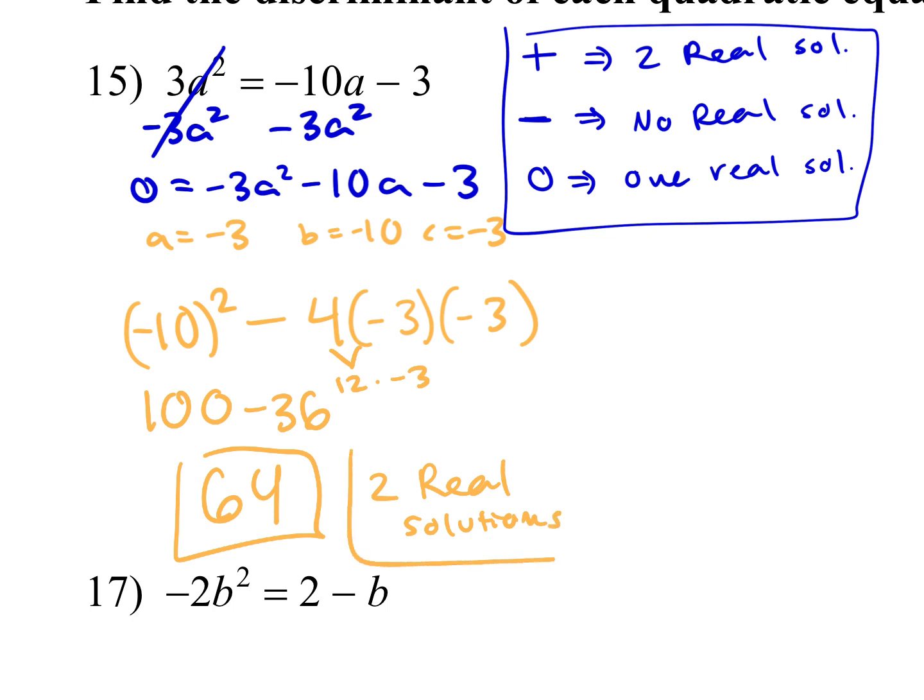So if you were to have moved the negative 10a and the negative 3 to the other side, you should have gotten the same answer. I got the same answer. If you didn't get the same answer, then maybe your math was wrong somewhere, but it should have been the same. So it doesn't matter which side you move it.